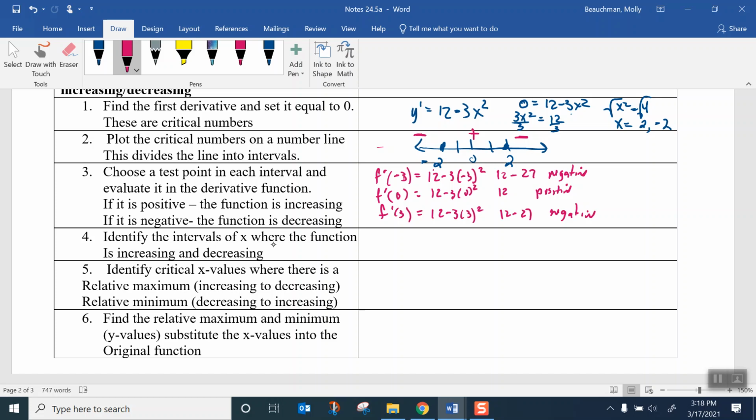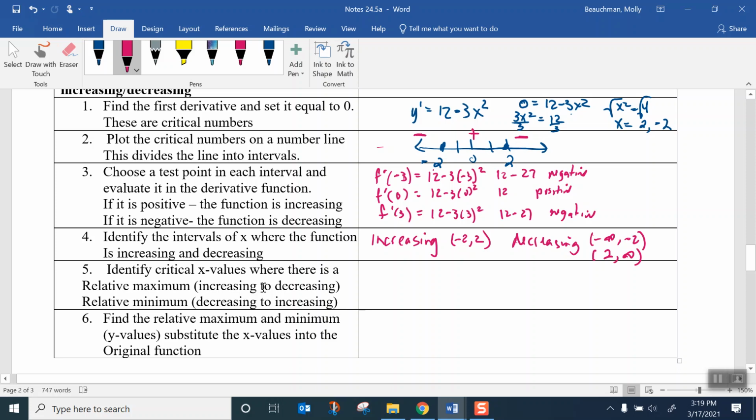So to identify the intervals where the function is increasing and decreasing, our function is increasing where the first derivative is positive. It's increasing on the interval from -2 to 2. Our function is decreasing on the interval from -infinity to -2, and again from 2 to infinity, because we ended up with negative slopes. So to identify the critical x values, it's a relative maximum when we're going from increasing to decreasing, and a relative minimum when we're going from decreasing to increasing.